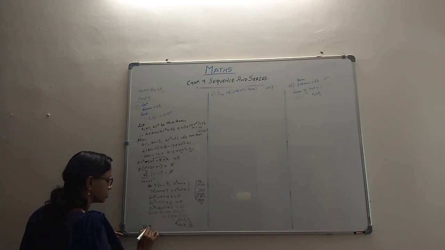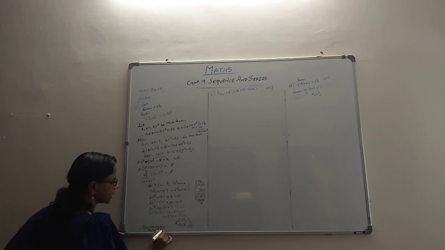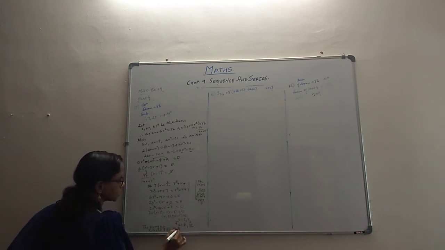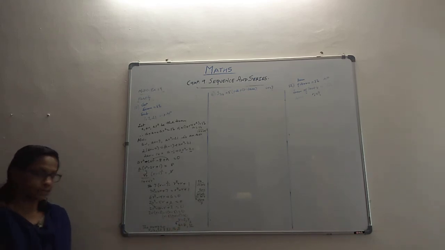Therefore, the terms are: the first term is A, so it's 8 for the first one. Next one is 16. Then it is 16 into 2, 32. And the other set will be starting with 32. Then 32 by half, that will be 16. And that by half is 8. So these are the terms.